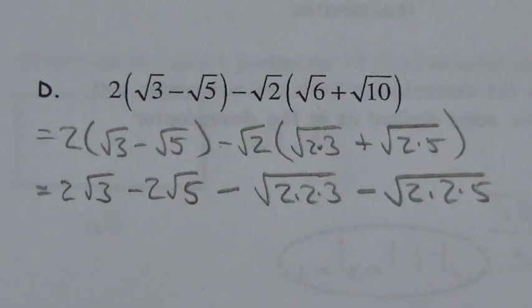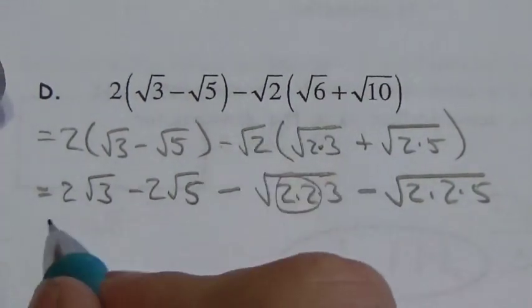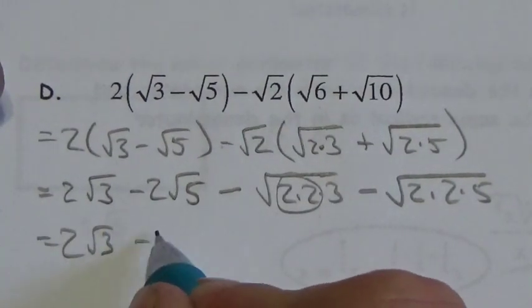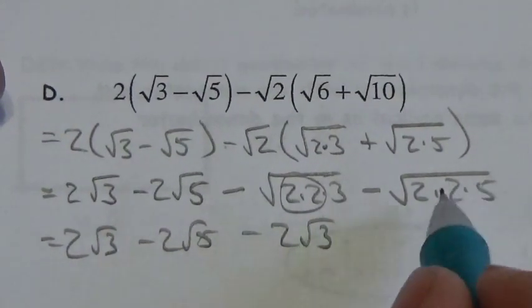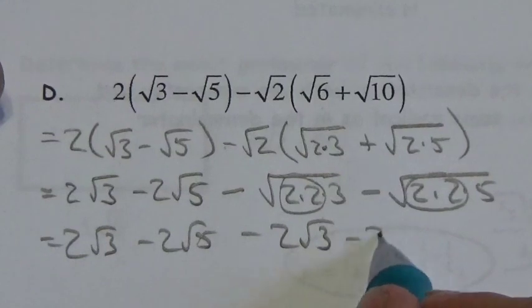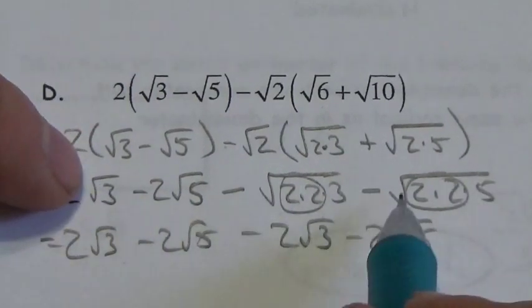Now, before I go on, I'm going to simplify. There's a pair of 2's there, so I can pull that 2 out. And then there was a pair of 2's there, so I can pull that 2 out. And notice that the signs didn't change there.